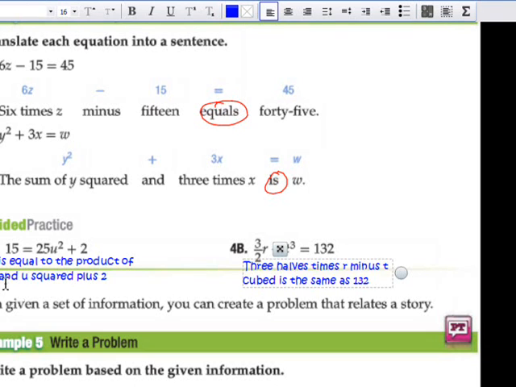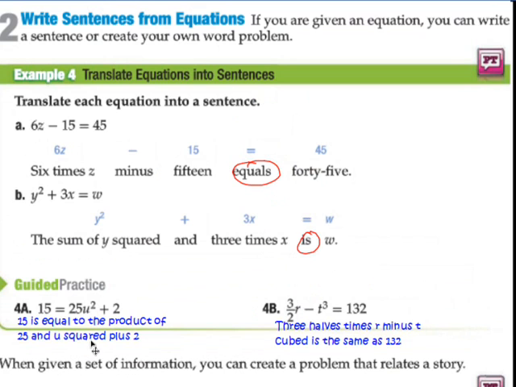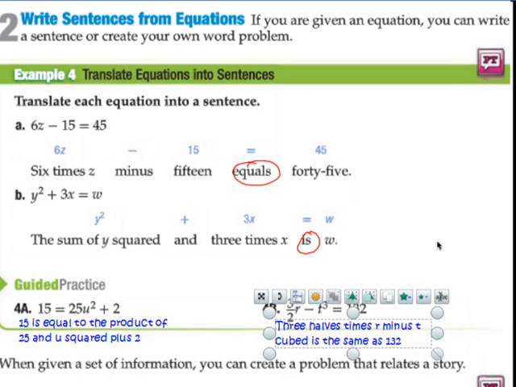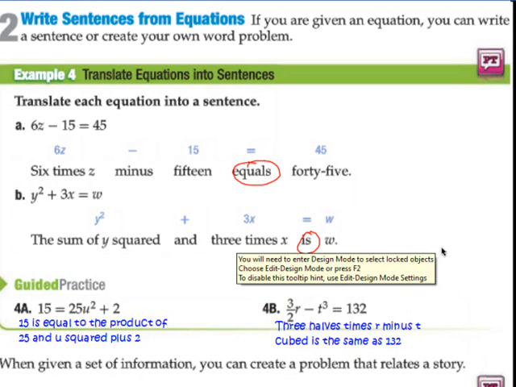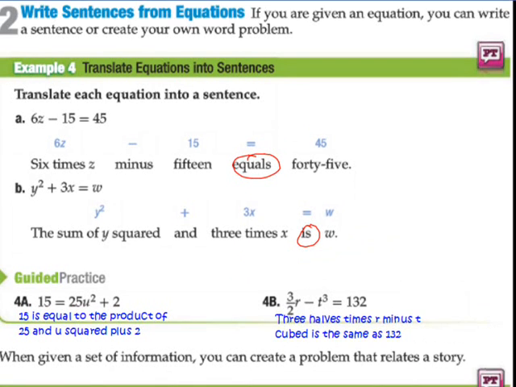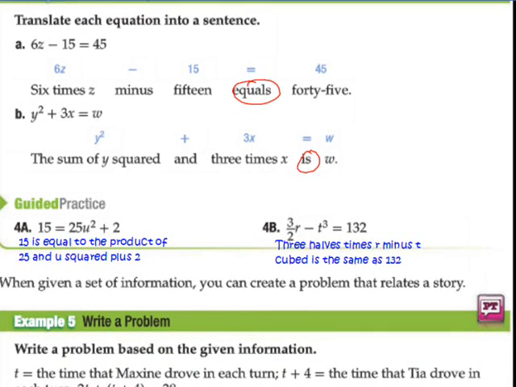All right, so here are my answers. I got 15 is equal to the product of 25 and u squared plus 2, and 3/2 times r minus t cubed is the same as 132. If you're not sure if your answer is right, make a note and be sure to ask me in class and we can check it.